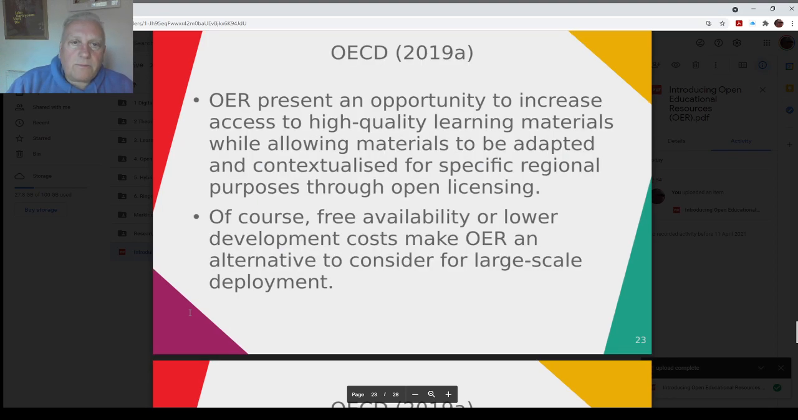So OERs present an opportunity to increase access to high quality learning materials whilst allowing materials to be adapted and contextualized for specific regions, regional purposes, or through open licensing, Creative Commons for example. Of course, free availability or lower development costs make OER an alternative to consider for large-scale deployment. It certainly can cut costs if used correctly.